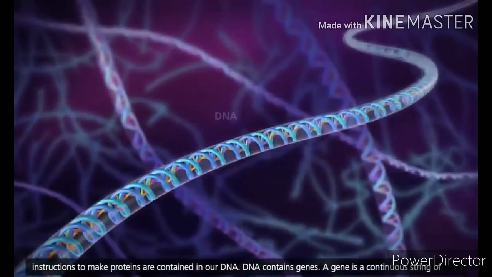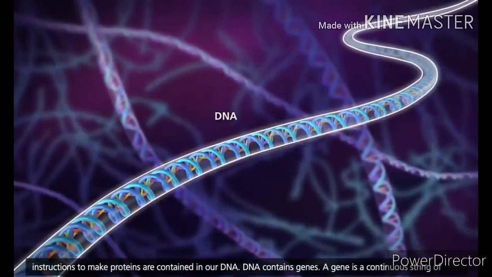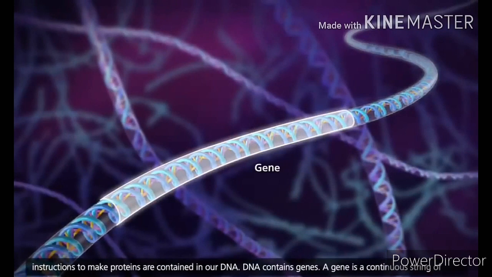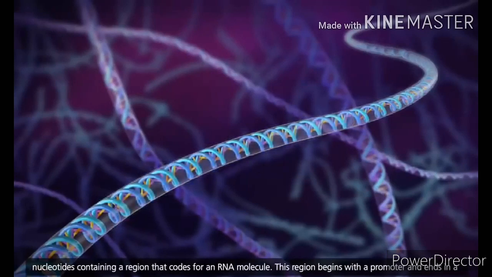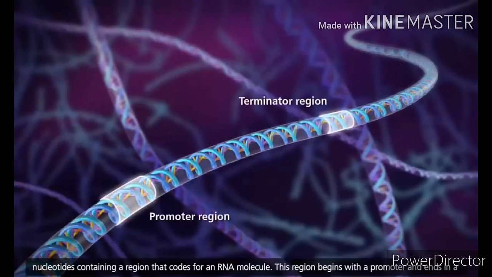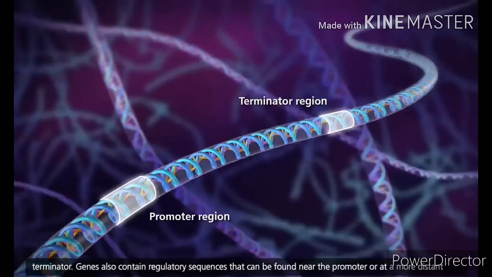Proteins are contained in our DNA. DNA contains genes. A gene is a continuous string of nucleotides containing a region that codes for an RNA molecule. This region begins with a promoter and ends in a terminator. Genes also contain regulatory sequences that can be found near the promoter or at a more distant location.